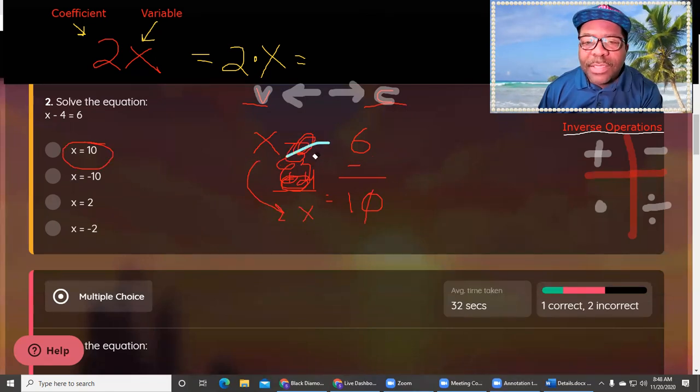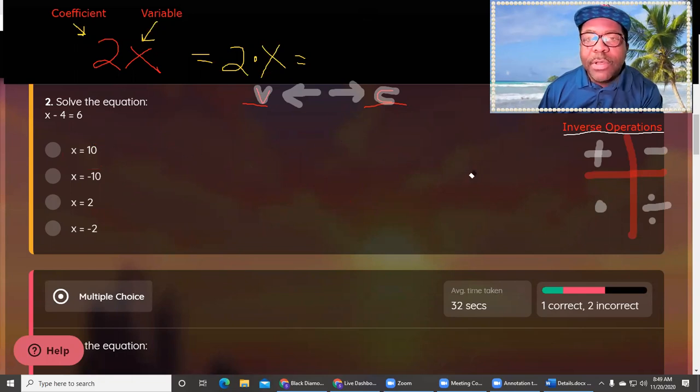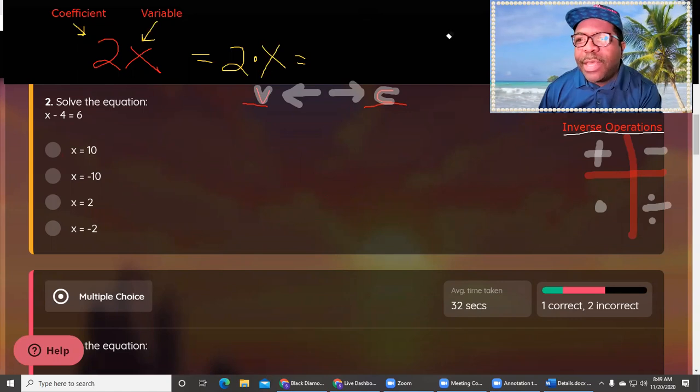So you see the process that we're going through? It's not going to change a lot. We're going to use inverse operations to solve for a variable, to figure out what that variable is. And let me give you a hint.